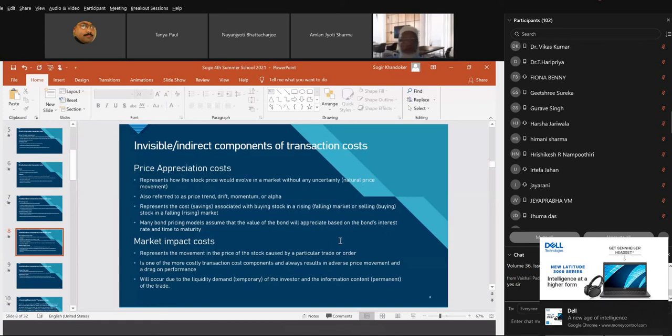Then the market impact cost. This represents the movement in the price of the stock caused by a particular trade or order. This is one of the most costly transaction cost components and always results in adverse price movement and a drag on performance. It normally occurs due to the liquidity demand of the investor and the information content of the trade.